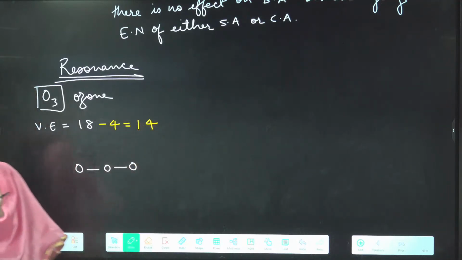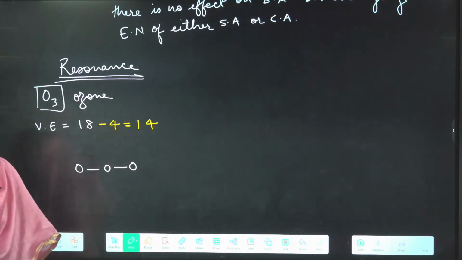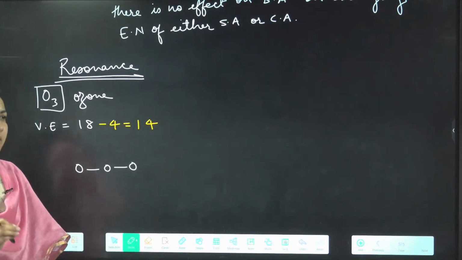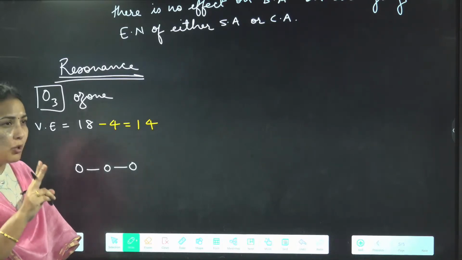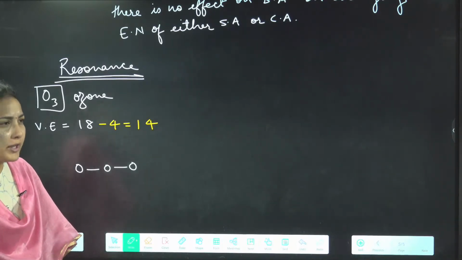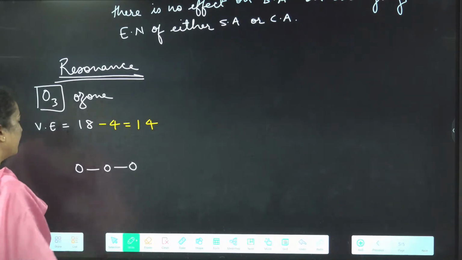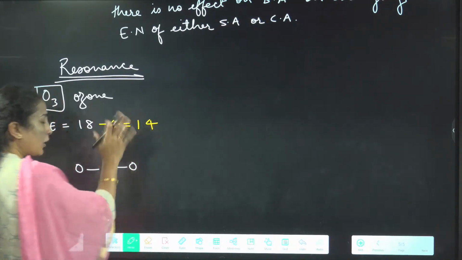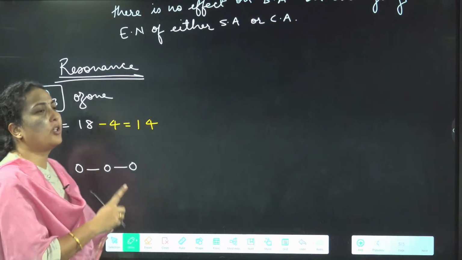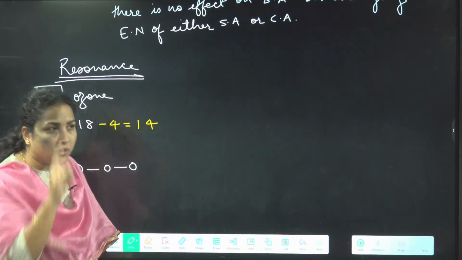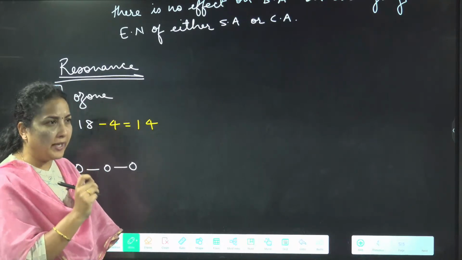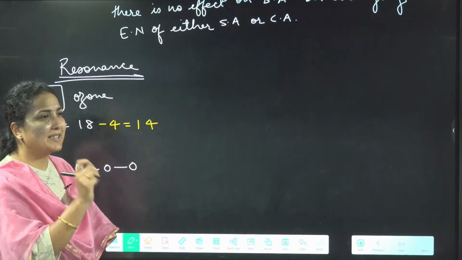Understood why I have reduced 4 electrons from here? Because I have made 2 bonds. 2 bonds means 4 electrons, right? Now, when 14 are left, these electrons have to be distributed around the surrounding atoms in such a way that their octet gets completed.